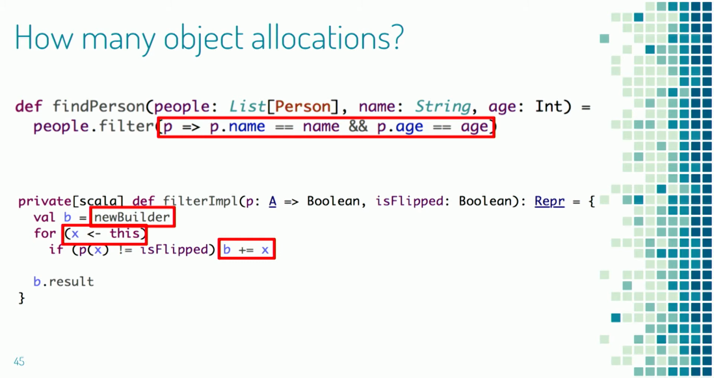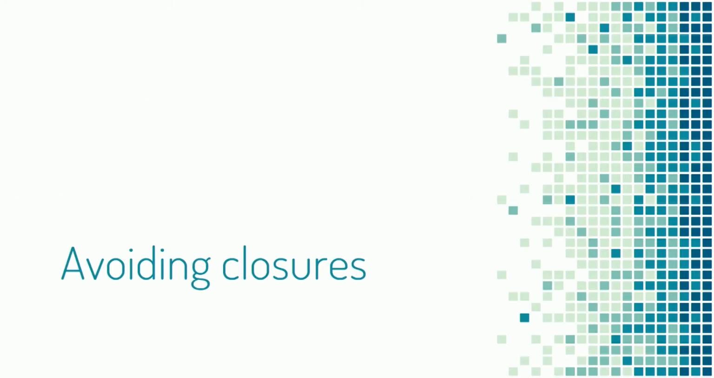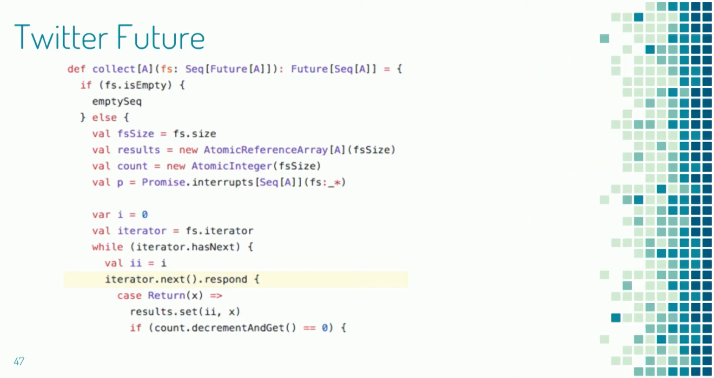So now I'm going to talk about some optimizations that I used, and we also implemented for the Twitter future. The first one is avoiding closures. This is the collect method implemented by the Twitter future, the initial version before the optimization. There's a line highlighted here, iterator.next.respond. And this is creating a closure here, right?